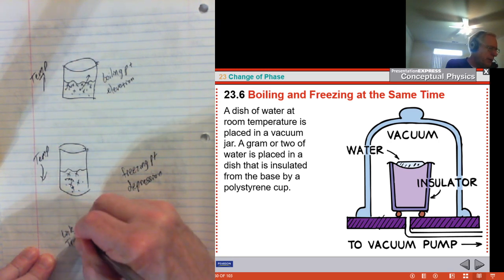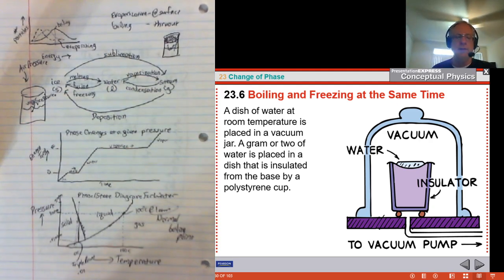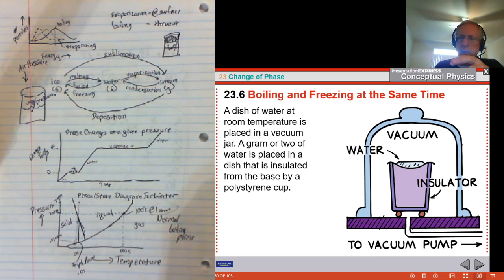triple point video, where you can actually see boiling and freezing in a liquid. So you take a liquid and you put it in a vacuum. You'll actually see some of the liquid boiling while simultaneously some of the liquid is freezing. And that's because you're at this triple point where all of the processes occur at the same time.